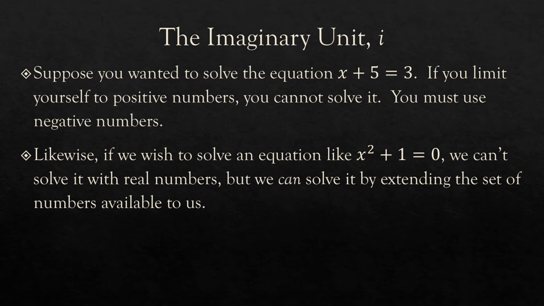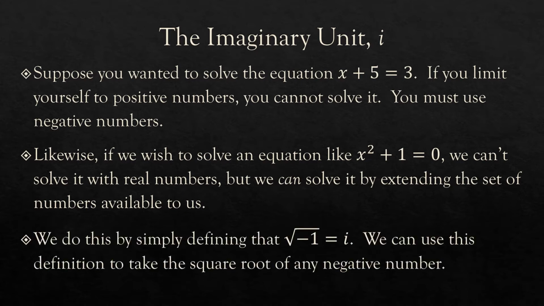Likewise, if we want to solve the equation x squared plus 1 is equal to 0, we can't solve it using only real numbers. However, if we extend the set of numbers that are available to us, it is possible. And we'll do this by simply defining the square root of negative 1 to be the imaginary unit i. And we can in fact use this definition to take the square root of any negative number. We'll see how to do this later on in the lesson.